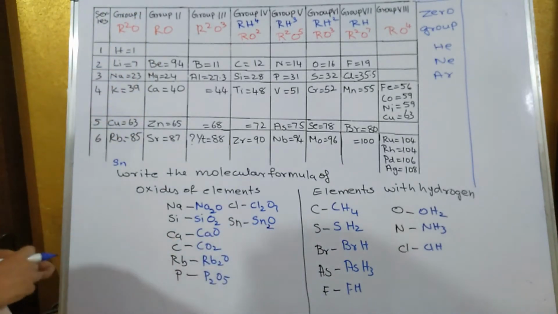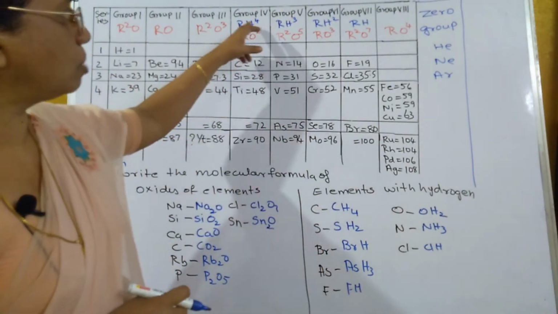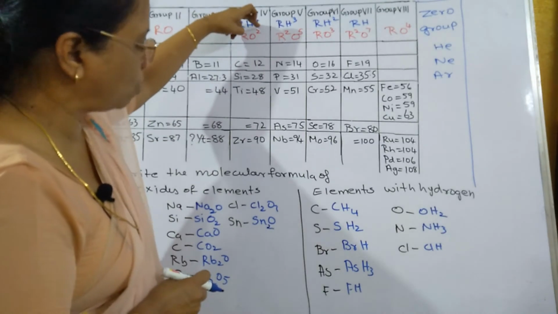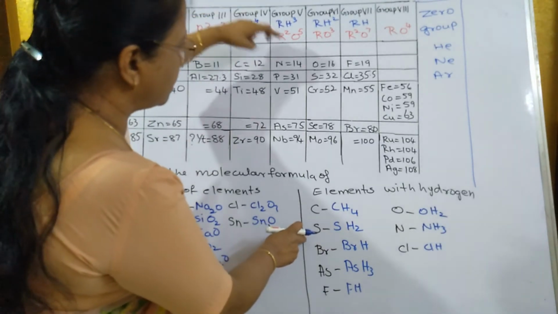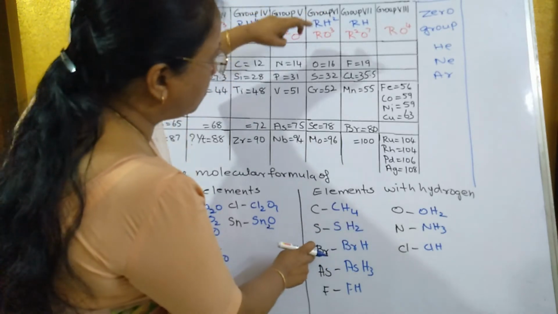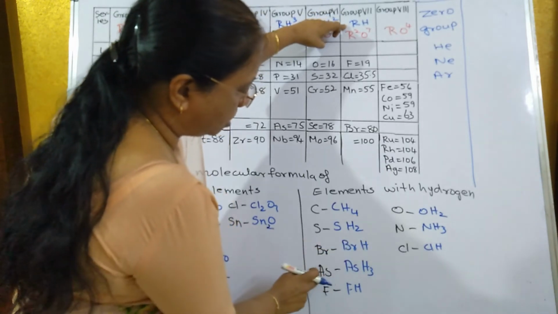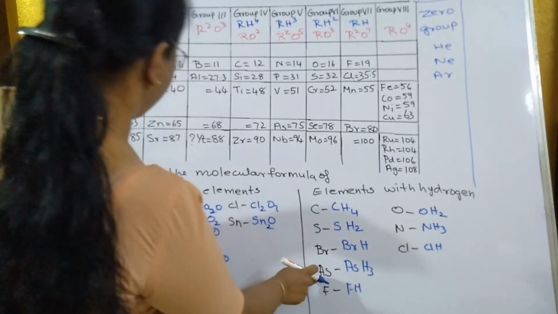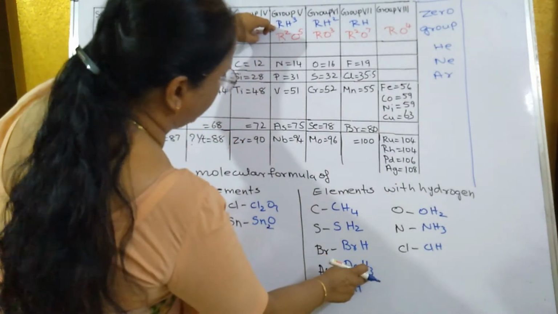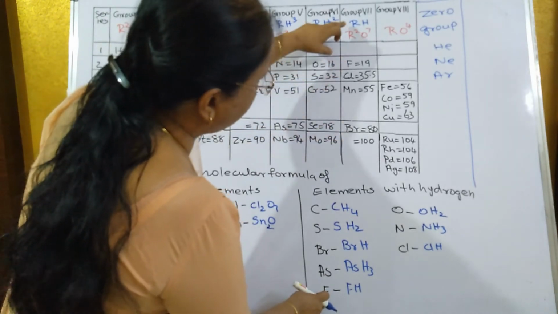Similarly, elements with hydrogen. What is the molecular formula of elements with hydrogen? See the blue colored one. C comes over here, so it will be CH4. Next S is there. S is over here, so it will be SH2. Where is Br? Br is over here, so BrH. As is over here, so it will be AsH3. And F is over here, FH.